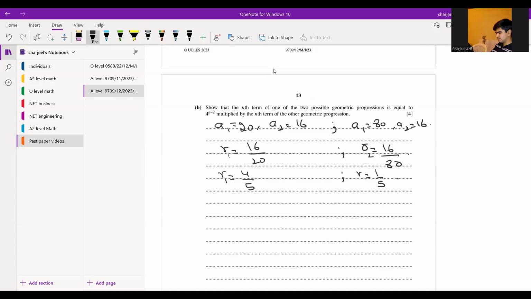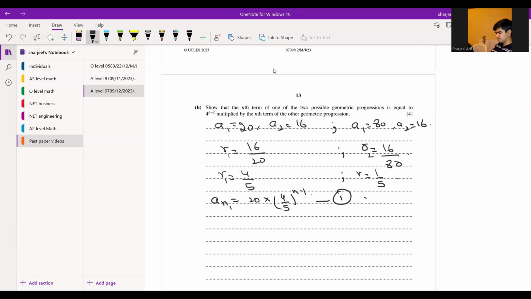So now we will solve it. We have to show that the nth term of one of the two possible geometric progressions is equal to 4^(n-2) multiplied by the nth term of the other geometric progression. So we will find the nth term of the first geometric progression. So a_n will be equal to a_1, which is 20 into (4/5)^(n-1). Now we will check whether this is a_n1. This is equation number 1.